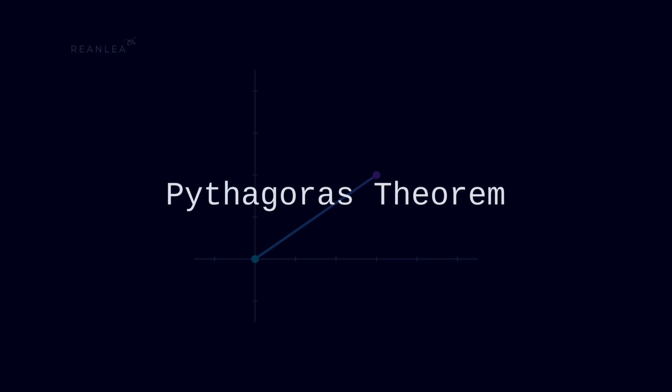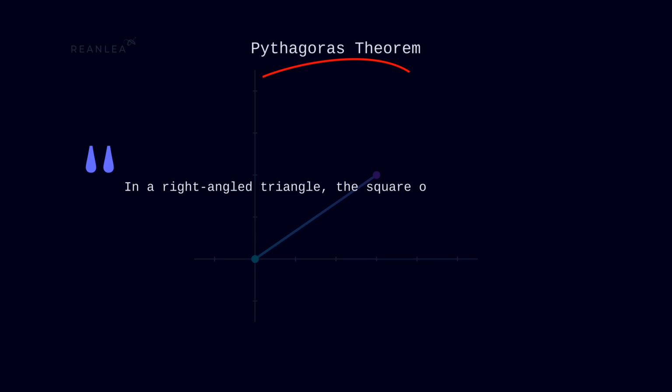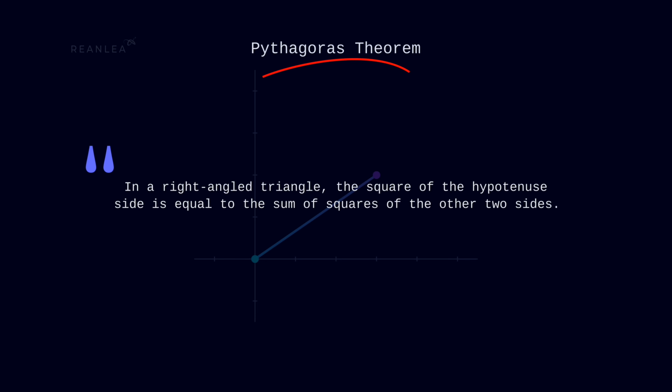Suppose we are trying to find out the length of this particular line. That is, we are trying to find out the distance between these 2 points. Then in R2, we will use the Pythagoras theorem to find out the required distance, which states that in a right-angled triangle, the square of the hypotenuse side is equal to the sum of the squares of the other 2 sides.